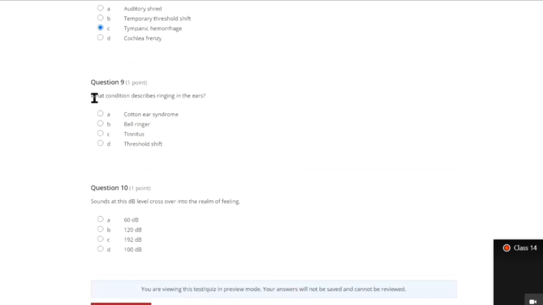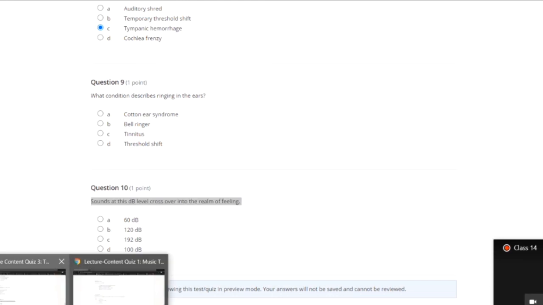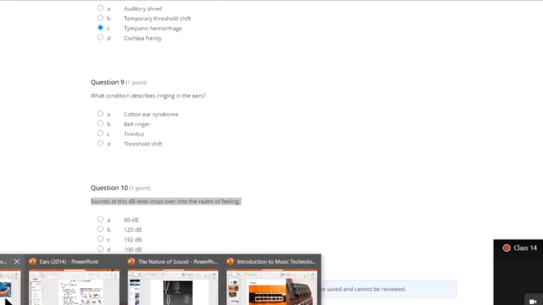Question 9, what condition describes ringing in the ears? Well, I hope you were listening. That, of course, is tinnitus. I've heard it pronounced two different ways, but one is how I've heard a medical professional pronounce it. And then sounds at this dB level cross over into the realm of feeling. Okay, so sound starts to get crazy damaging.